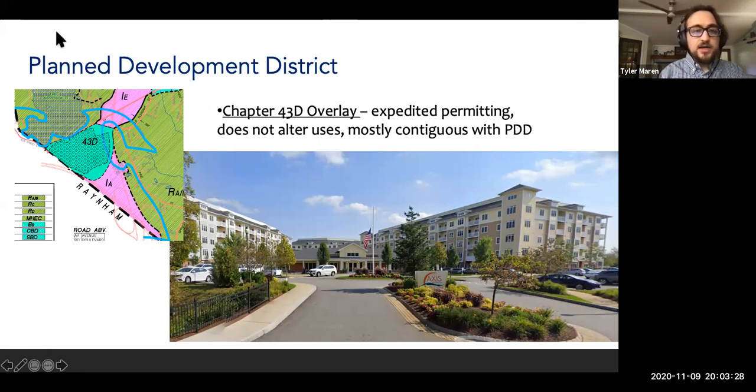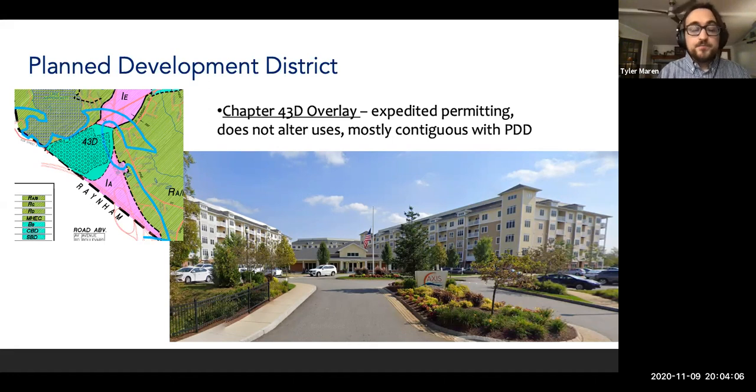So, which explains why the town put this Chapter 43D overlay on almost the entirety of it. So I'm going to talk about them together because they're almost completely contiguous. So 43D is basically expedited permitting. It streamlines administrative procedures and sets a maximum 180-day turnaround for permits. But it doesn't affect the underlying use requirements or anything like that. It's just a faster, easier permit process. So obviously that's meant to encourage development in the area.